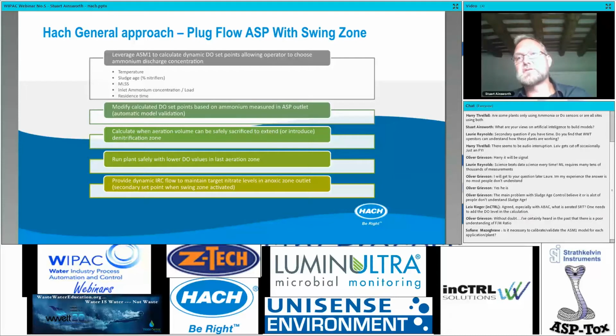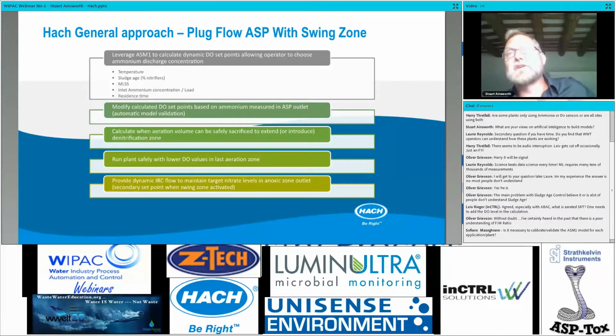Our controller is always asking, can I reduce my aeration volume safely? And is the result of that reduction in aeration volume acceptable to the amount of treatment available? At first, we had set points around kilograms per hour of ammonium treated, which was very difficult for the operators to understand. So we've flipped that round.